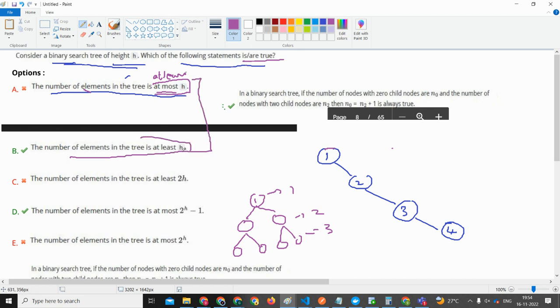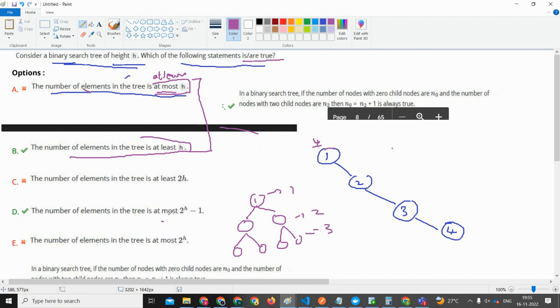Guys, are you able to follow this? How do we say at least? The example you took, the 2, 3, 4 picture, for that right-hand side picture it is at least. Both B and D cannot be right at the same time, no?